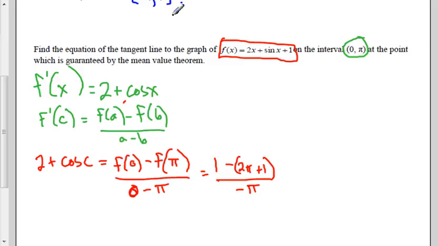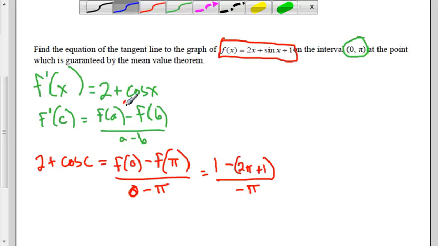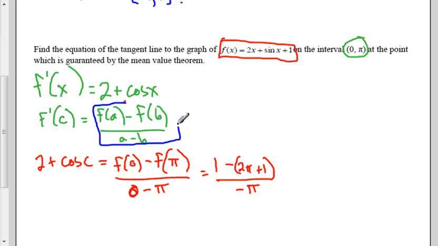And again, remember what I said. This f of a minus f of b all over a minus b is change in y over change in x. This ends up being the slope of the secant line, which we're trying to show is parallel to the slope of the tangent line at this value.